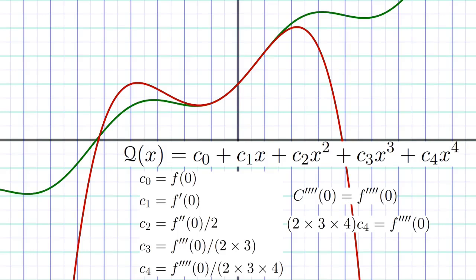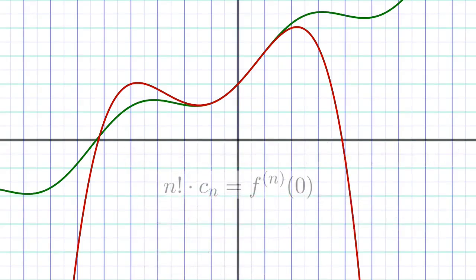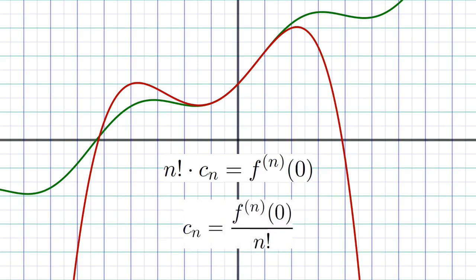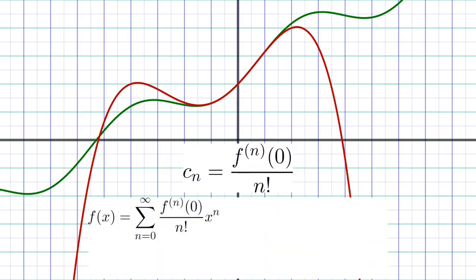At this point, you might be seeing the pattern emerging. The nth coefficient c sub n of a polynomial approximation always obeys the equation n factorial times c sub n equals the nth derivative of f at 0. And solving for c sub n gives us the nth derivative of f at 0 over n factorial. Thus, in the limit, we obtain a general formula for the power series representation of any function.